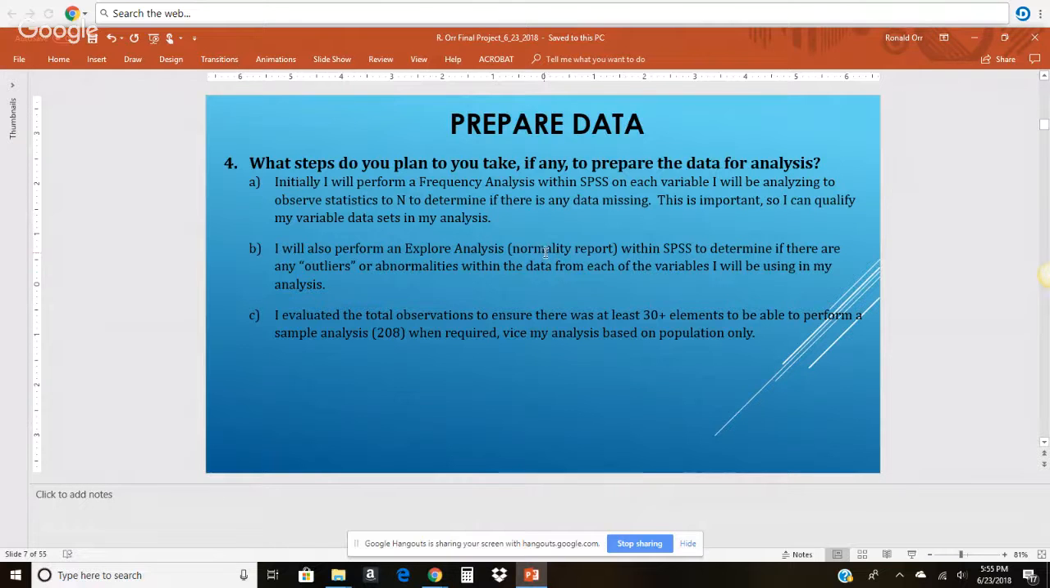And then I evaluated the total observations to ensure there were at least 30 plus elements to be able to perform a sample analysis when required. Based on, do I want to do population or sample analysis? Well, understanding the variables that I looked at, I decided on keeping it as a population analysis.